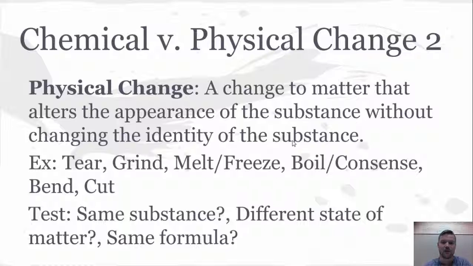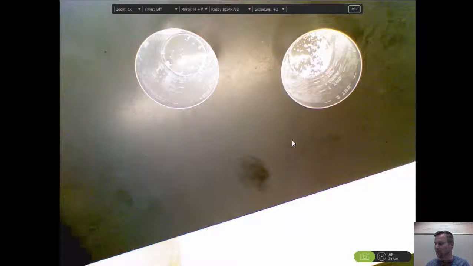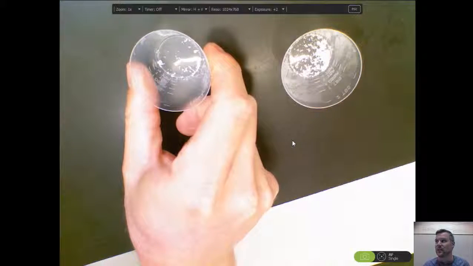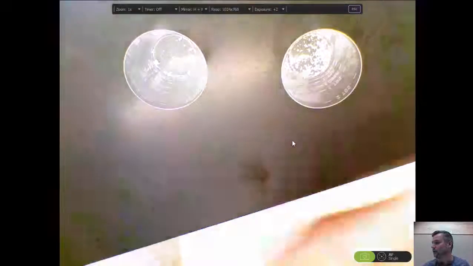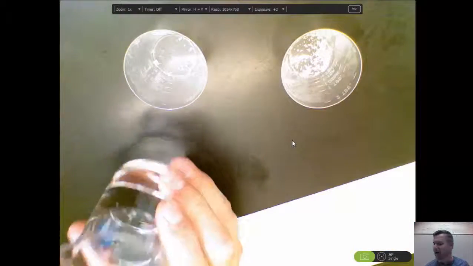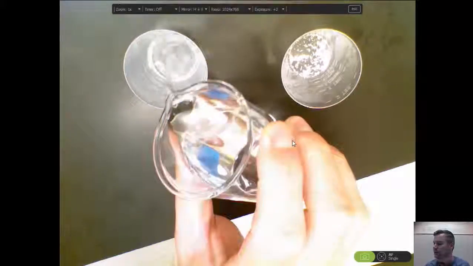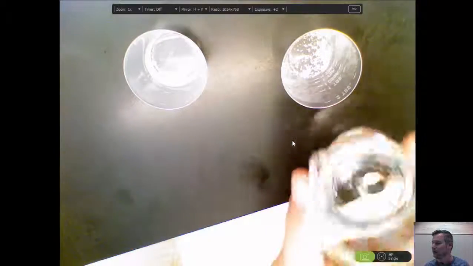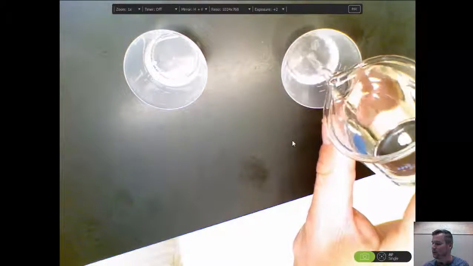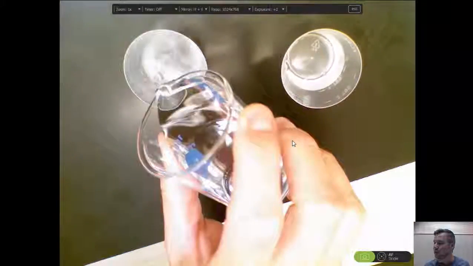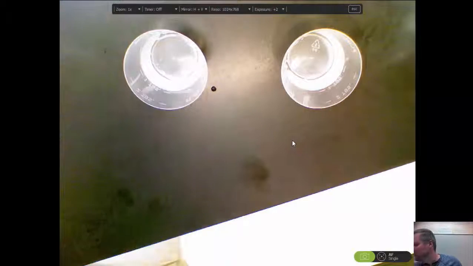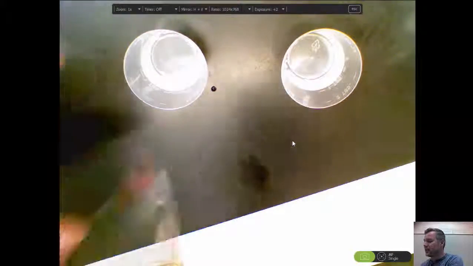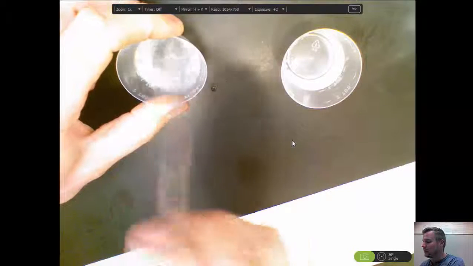So then I have a couple of examples I'd like to show you. The first example I'd like to show you is I have two different solids. They're both inside little weigh boats. And I could add water to each of these. And this would just be dissolving the solid into water. Dissolving is a physical change because both the water and the solid are still present in their initial containers. It's just that now the solid particles have gotten smaller.